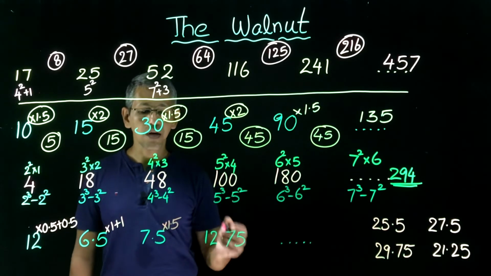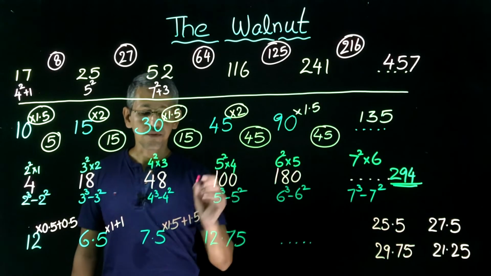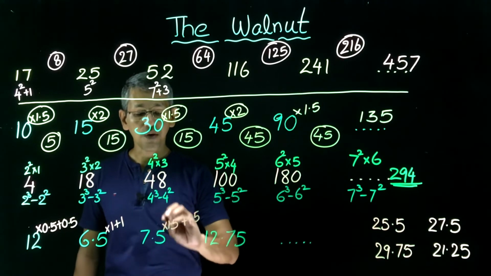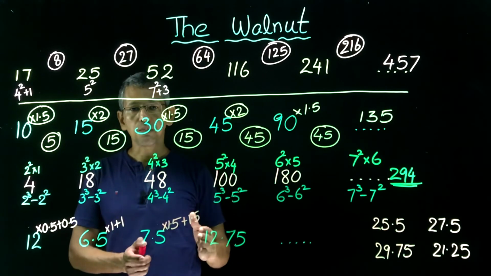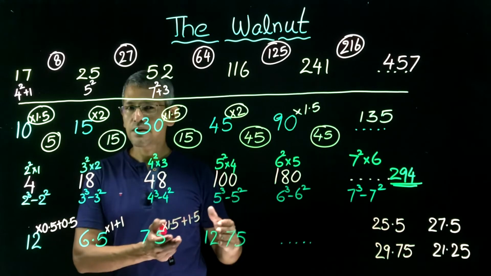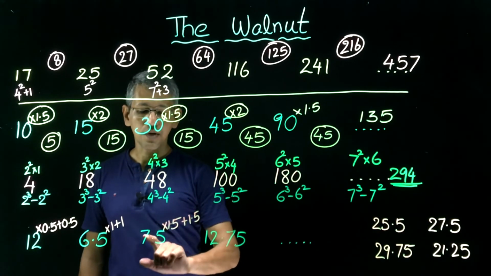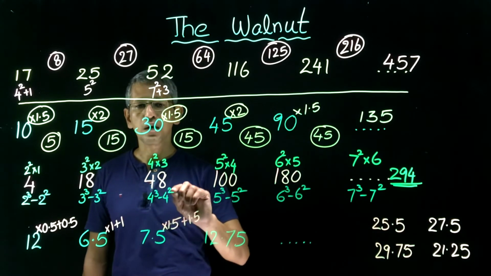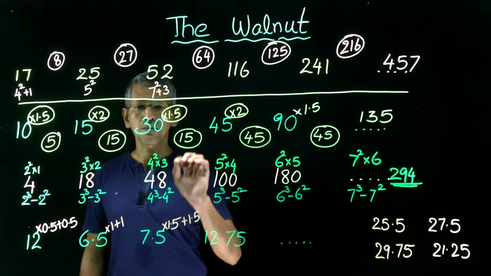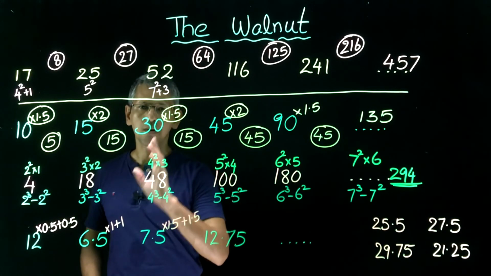So 7.5 into 1.5 is what? And that must be added with 1.5. So 7.5 plus half of 7.5, that is 3.75. 11.25 is the answer. 11.25 is the number you get when 7.5 is multiplied by 1.5. Along with that, we have to add another 1.5. So 11.25 plus 1.5, what do you get? 12.75. So that is perfect.